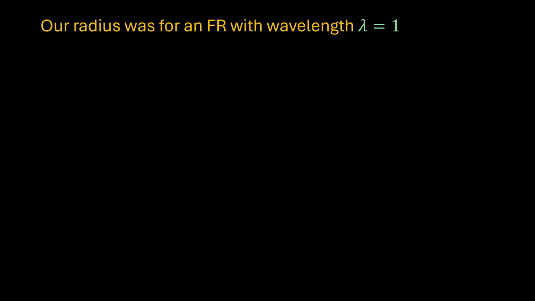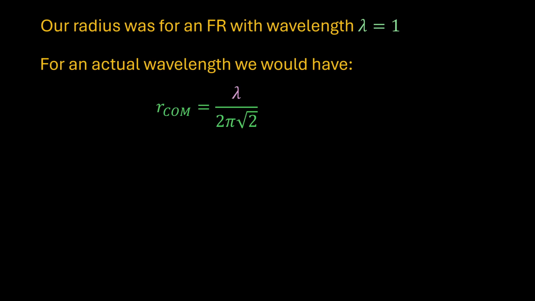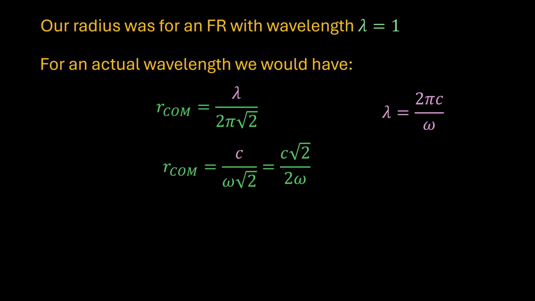First, we note that for us, the wavelength is not 1, but lambda. So the radius of the centre of mass, rcom, is in fact this expression. Rcom is geometric, so we are just scaling the whole model. Now we can use the standard relationship between wavelength and angular frequency as shown here, and substitute for lambda to give rcom in terms of angular frequency.